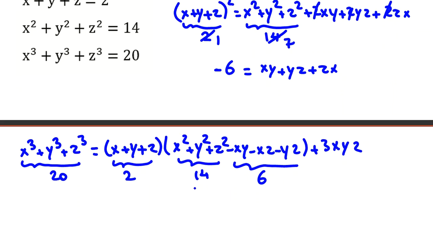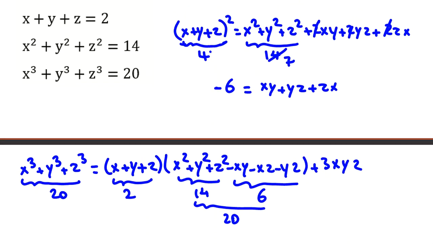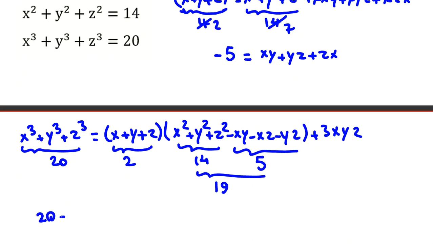So here I can say 14 plus 6, 20. And then, sorry, let me correct it. Here it is 2 squared, so it will be 4. So if we divide by 2, this one will be 4 because x plus y plus z is 2. So if we divide by 2, it will be 2. If we subtract 7, it will be negative 5. Now, here, let me write negative xy negative this will be negative 5 plus 5, 14 plus 5, 19. And then we can say 20 equals 2 times 19, 38 plus 3xyz.